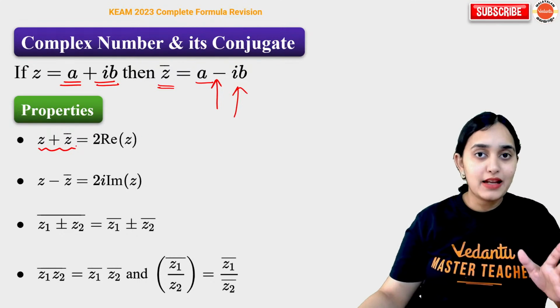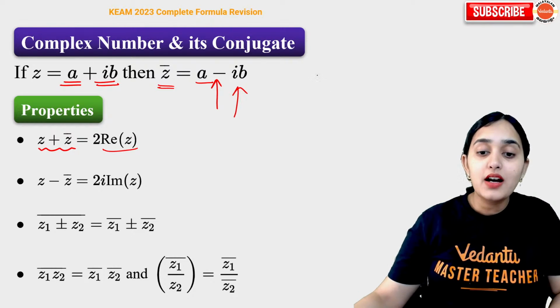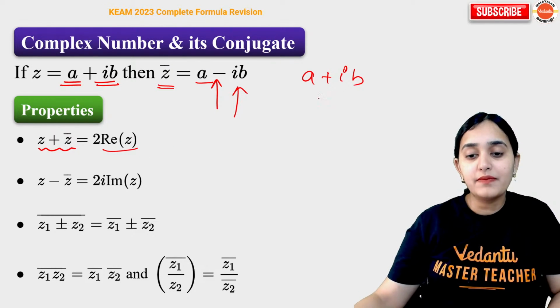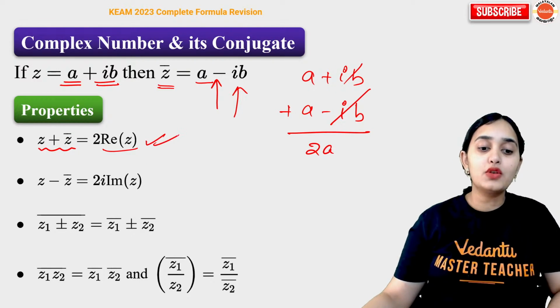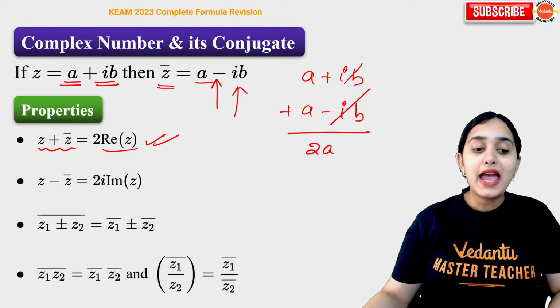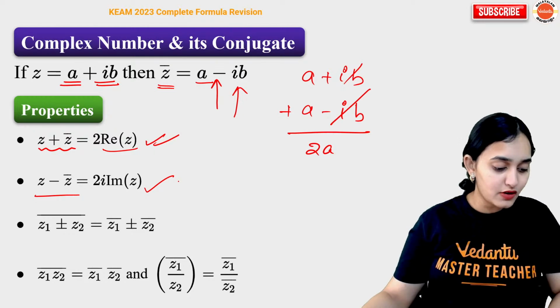Any complex number plus its conjugate will be 2 times the real part. Why? Because a plus ib plus a minus ib, the imaginary parts get cancelled. It will be 2 times a, therefore 2 times the real part of z. And z minus z conjugate will be 2i times the imaginary part of z.